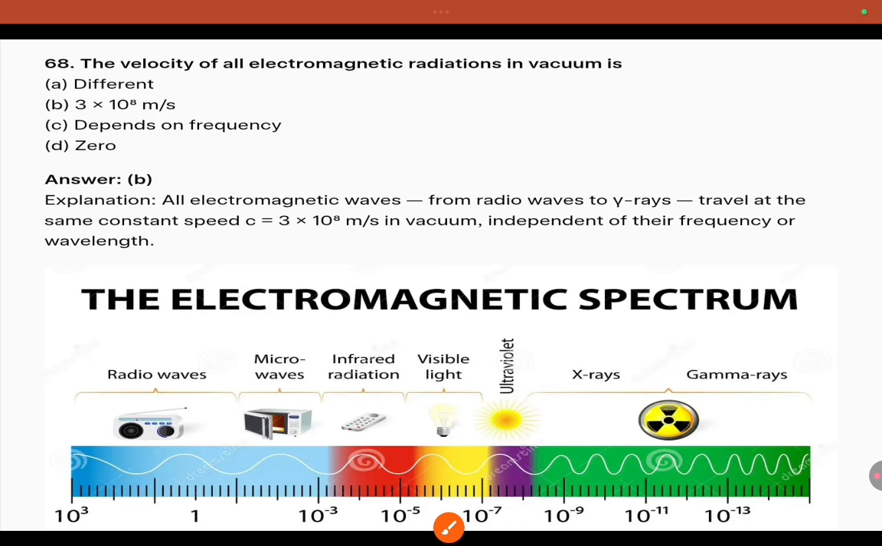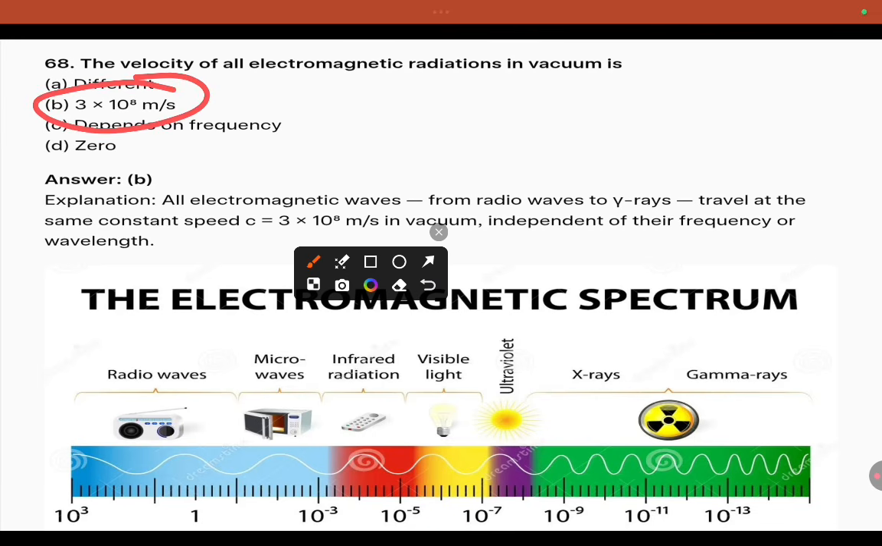66. The velocity of all electromagnetic radiations in vacuum, that is about 3 into 10 to the power of 8. All electromagnetic waves from radio waves to gamma rays travel at the same constant speed, 3 into 10 to the power of 8 meter per second in vacuum. It is independent of their frequency and wavelength.